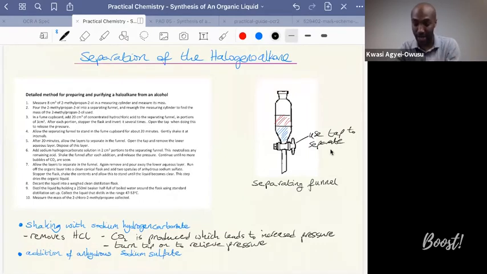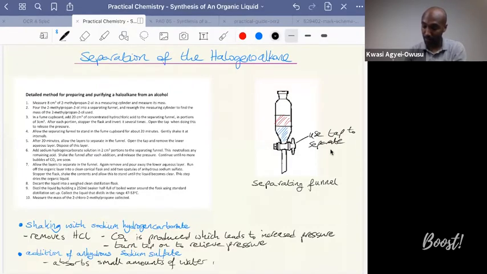Okay, so that's one aspect of our separation, to get our product away from any leftover acid. We also need to, having done that, get rid of any small amounts of water contaminating our sample. And the way to do that is the addition of anhydrous sodium sulfate, which absorbs small amounts of water in our product. Okay, so that's the separation part of our synthesis of our haloalkane.